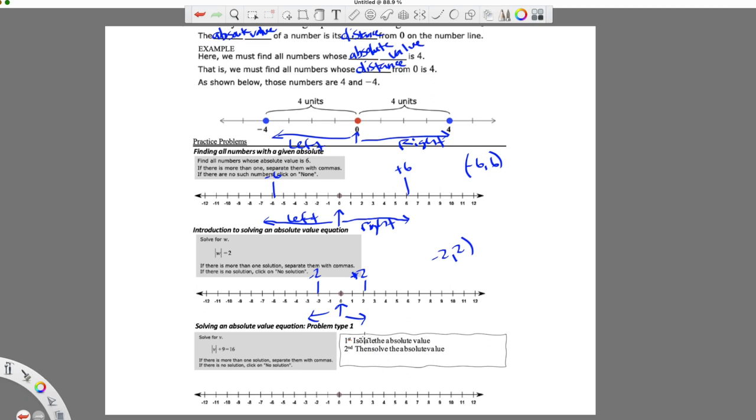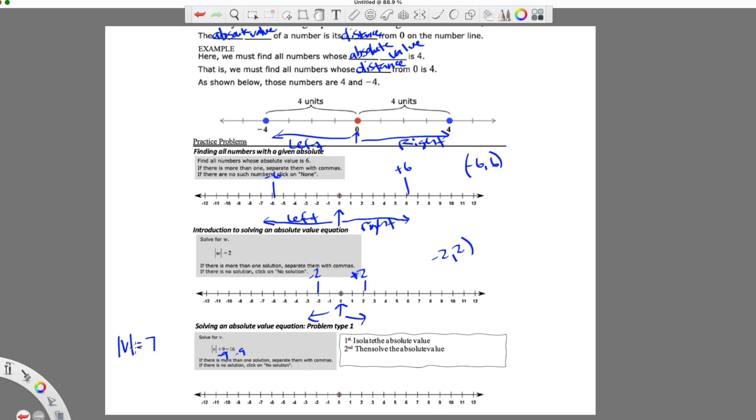But it's meant to say isolate the absolute value, which means I want this absolute value all by itself on one side of the equal sign, just like this one. I don't want anything over there with it. There should not be anything added or subtracted, or when we get to the next video, multiplied or divided by it. So what I'm going to do is I'm going to take that +9 and I'm going to subtract it to the other side. So now I have the absolute value of V equals 16 minus 9, which is 7.